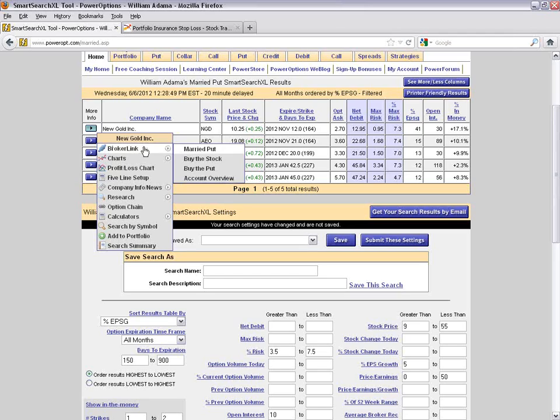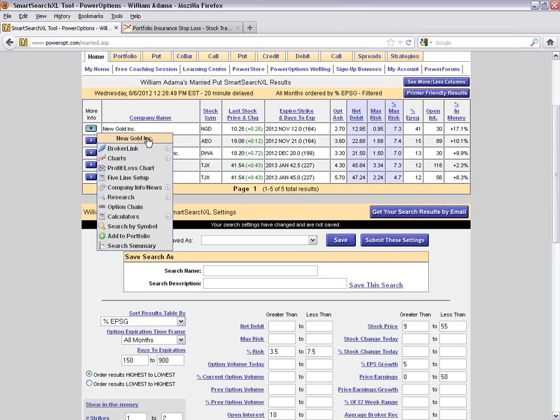So if we do have a broker link on PowerOptions, right now this goes to Options Express and Brokers Express. If you have an Options Express or Brokers Express account, you can set up the broker link so you can enter it as a leg position right away, or you can enter each leg individually. Of course, if you're using a different broker, that's fine.